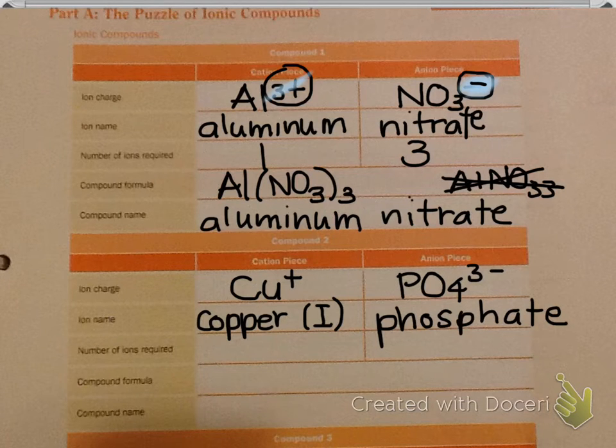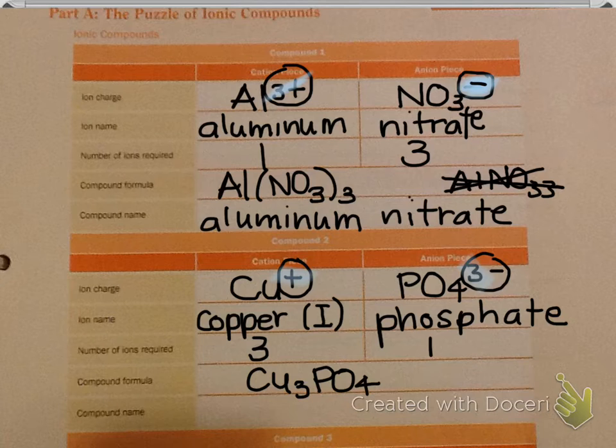Now the number of ions, you can again check the charges. If they're the same, you would only need 1 of each, even with polyatomic ions. But this one's not the same, so to figure out copper, I'd look over here, and phosphate has 3, so I would need 3. And then for phosphate, I look here, and copper has 1, so I just need 1. So then I just wrote down I need 3 coppers and 1 phosphate. Notice when you write the formula, the charges aren't written because they're canceling. And then to name it, you just write the name of the cation, copper 1, followed by the anion, phosphate.